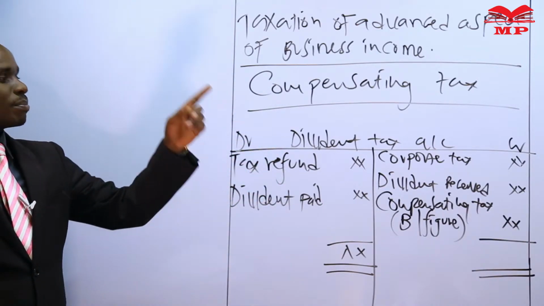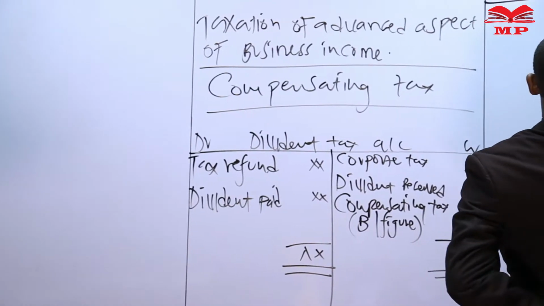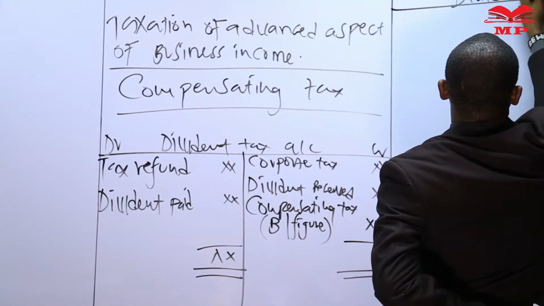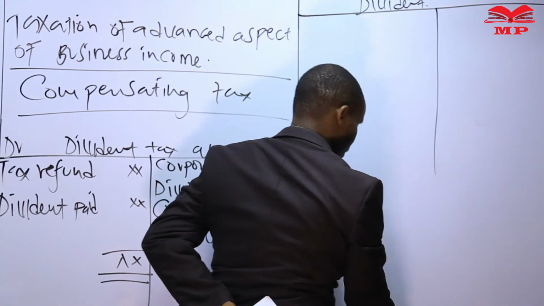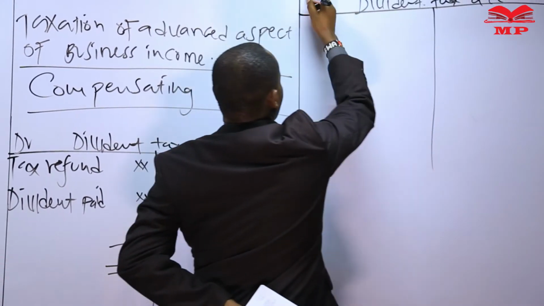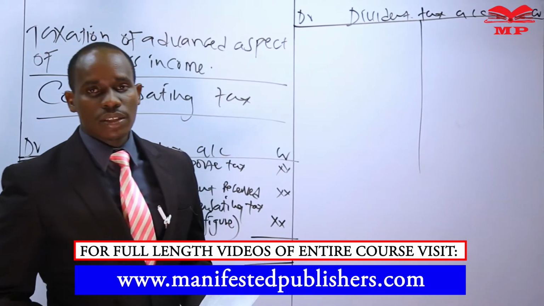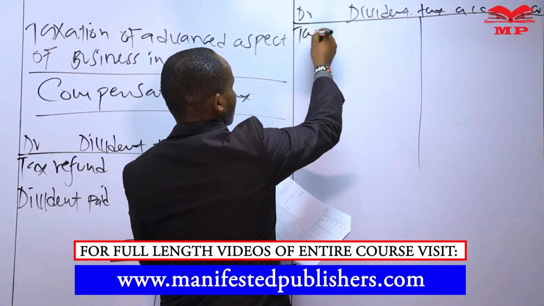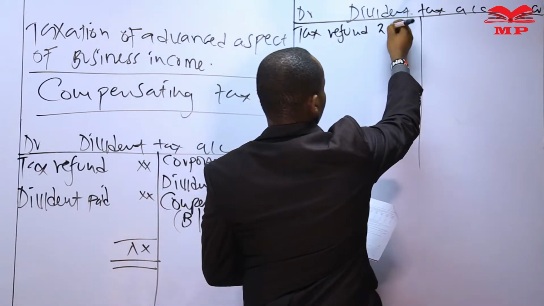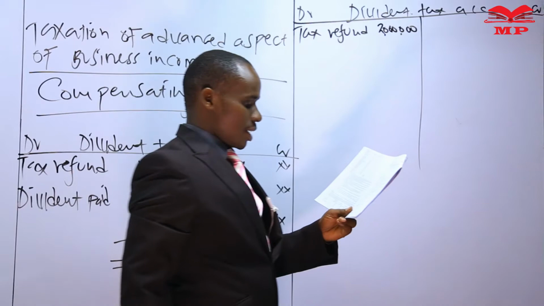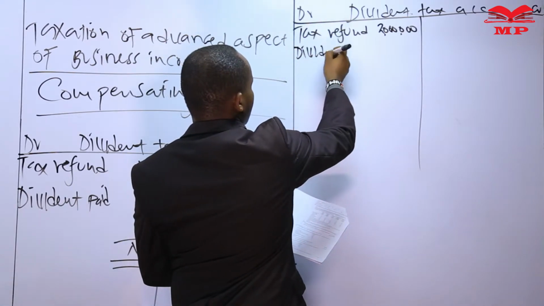So let's go ahead and prepare this dividend tax account. The account can be done as follows. Dividend tax account. We have the debit side and we have the credit side. On the debit side, we need to include the tax refund. So tax refund. And in my question, tax refund is 3 million. The other item that we need to capture on the debit is dividend paid.